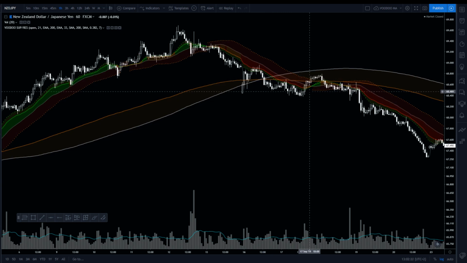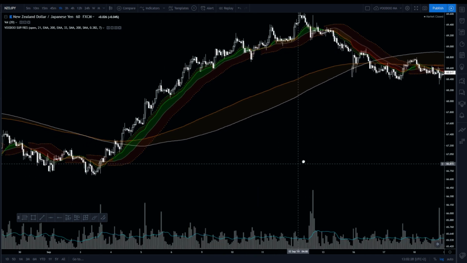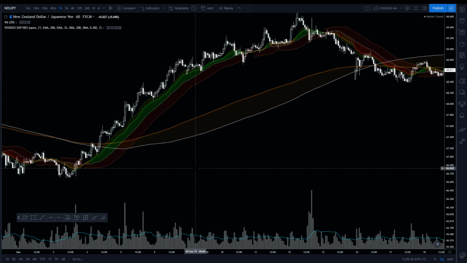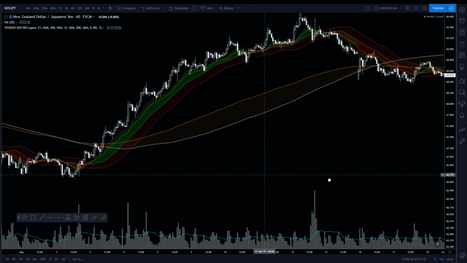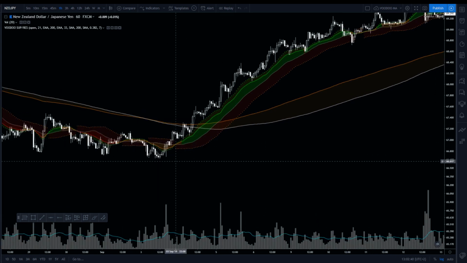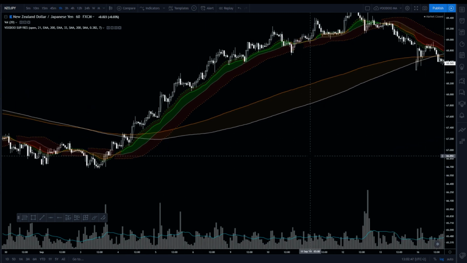Whenever it's red, it's potential short. Whenever it's orange, there is no trade zone, so there are no trades to be made to maintain good risk to reward ratio and good strike ratio. So whenever you see the price action touching them, when they are green or red, it's a potential long or short scenario.